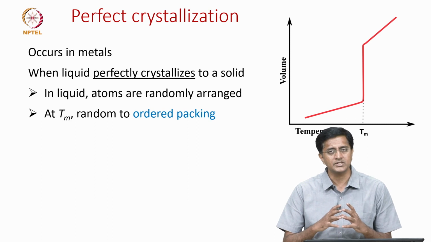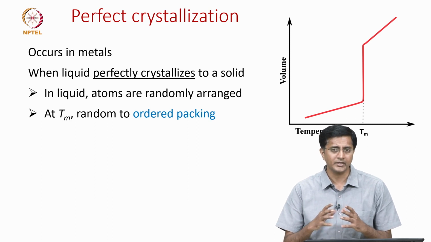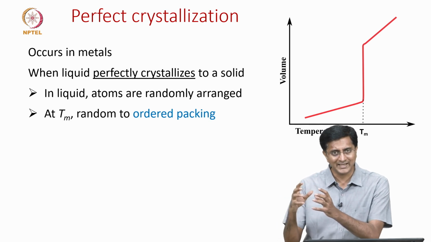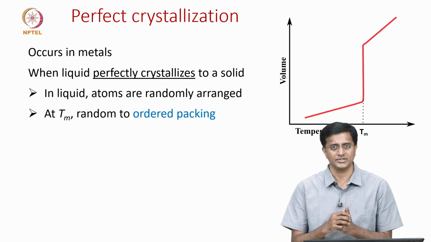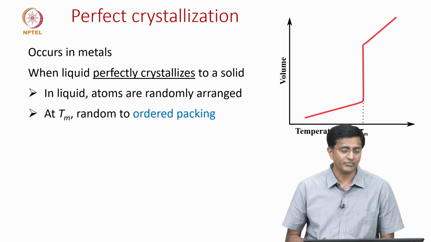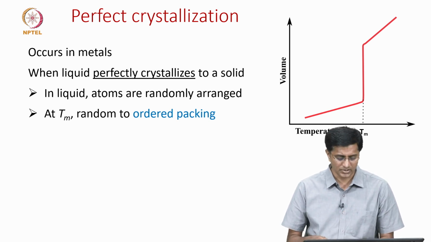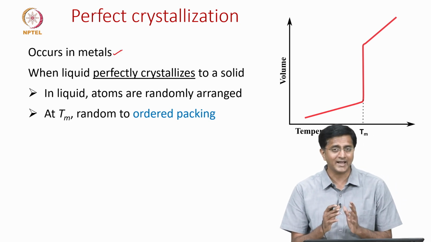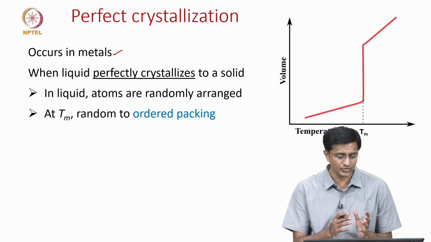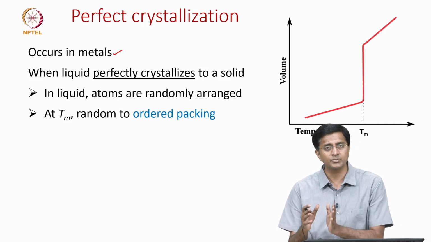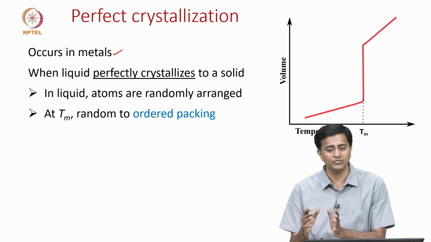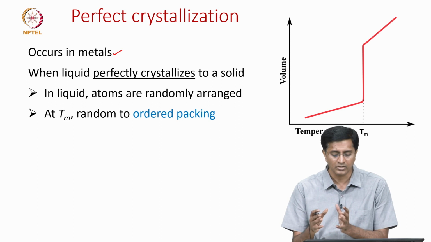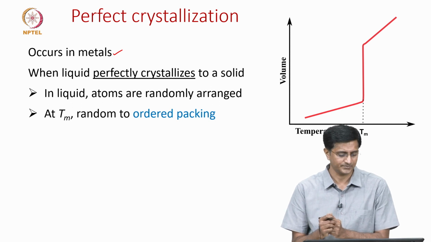The way we will discuss it is by starting from a molten polymer and seeing how it solidifies as we decrease the temperature. We will start with perfect crystallization. Bear in mind, perfect crystallization only occurs in metals, it does not happen in polymers, but we introduce these concepts so that this is something most of us are familiar with. We will use these concepts to explain how crystallization happens in polymers.